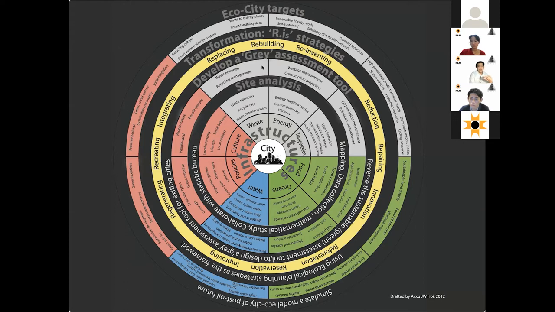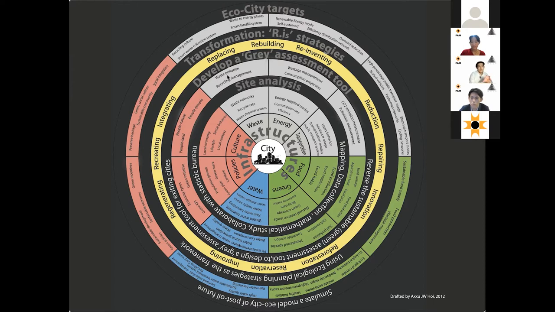And then the next step is to develop a grade assessment tool. Now, this is what I try to propose. A lot of green designers always look for green assessment tools like GBI, like Greenery, but no one talks about a grade assessment tool. For an existing city or existing building, we need to understand what the problem is first before we can propose green strategies to the cities. So the grade assessment tool is for us to diagnose the problems of the cities.